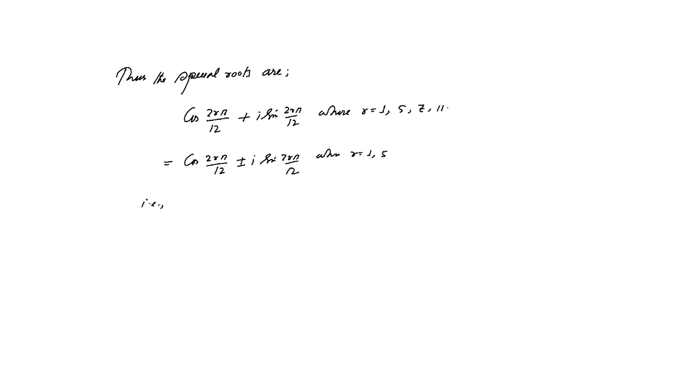So that is the special root. If we put r equals 1, we get cos pi by 6 plus or minus i sin pi by 6. If we put r equals 5 here, that will be cos 5 pi by 6 plus or minus i sin 5 pi by 6. That is root 3 plus or minus i by 2, and minus root 3 plus or minus i by 2. So these are the special roots of the equation.